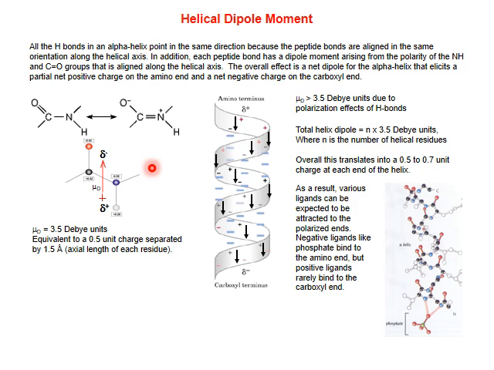If we were to look at the helical dipole, it could be measured or estimated based on the number of peptide bonds present in the helix, and just multiply it by 3.5 debye units, which is due to the single dipole of a peptide bond.